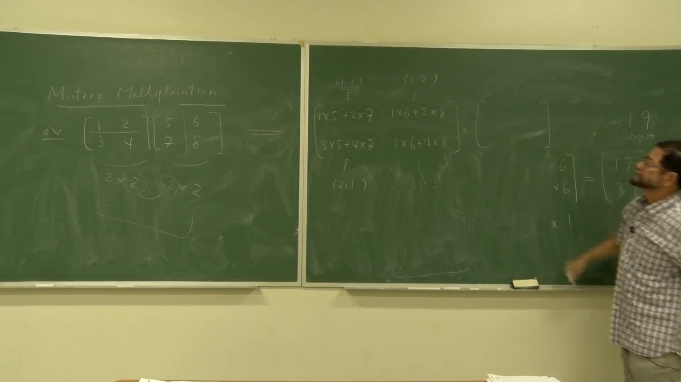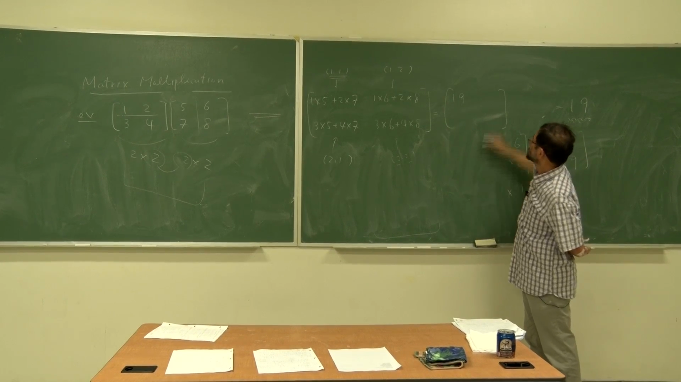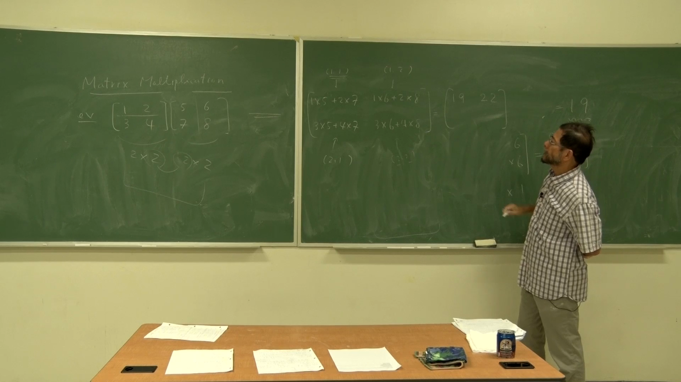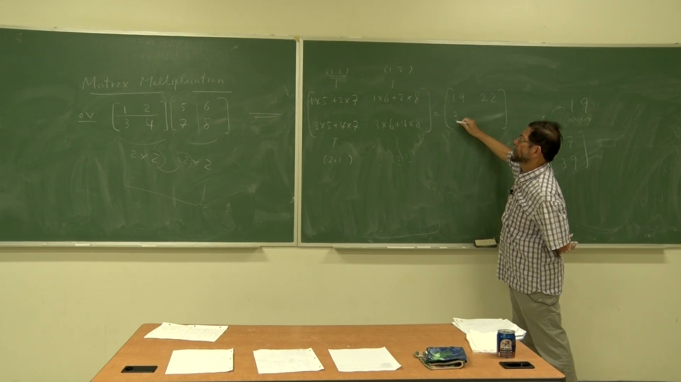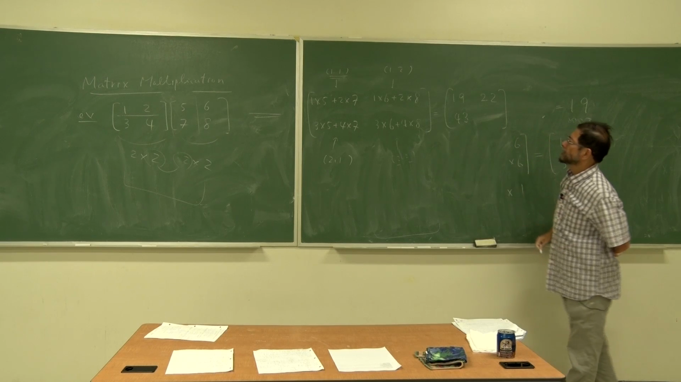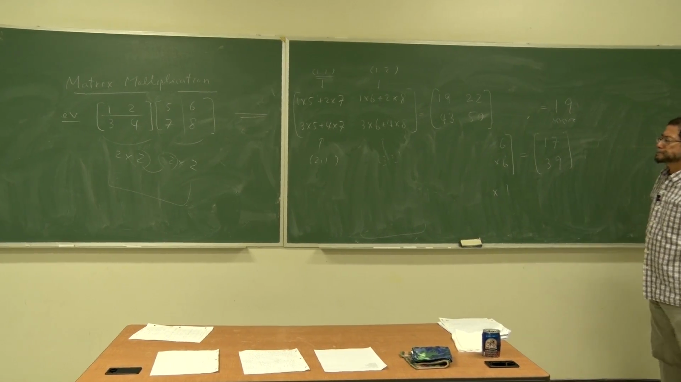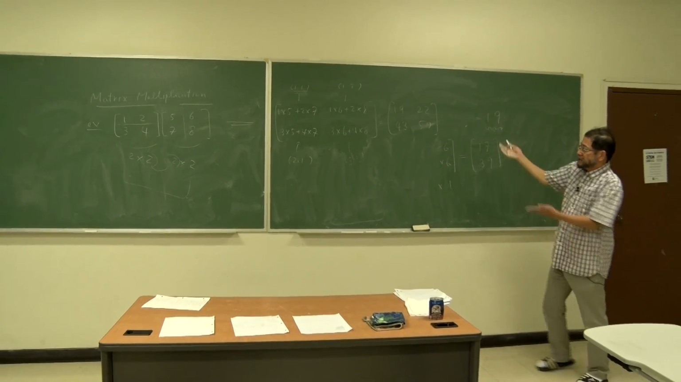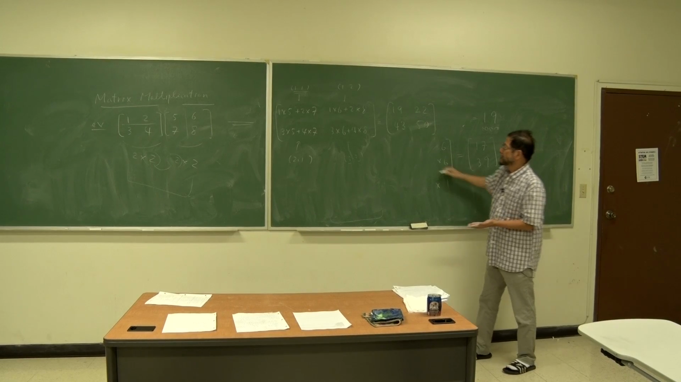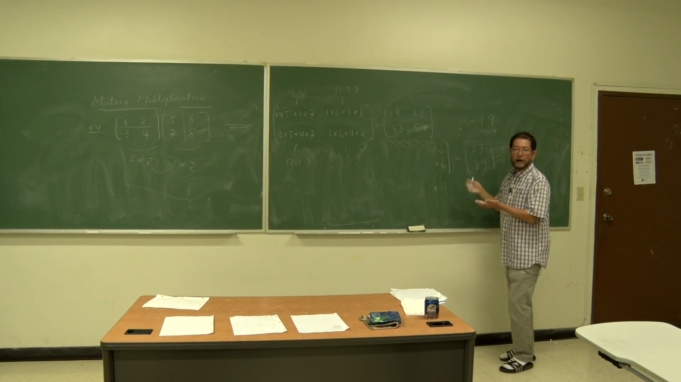So I have 19, and 22, and 43, then 50. So this is obviously different from the entry-wise result. Later you will see why we have to define it this way.